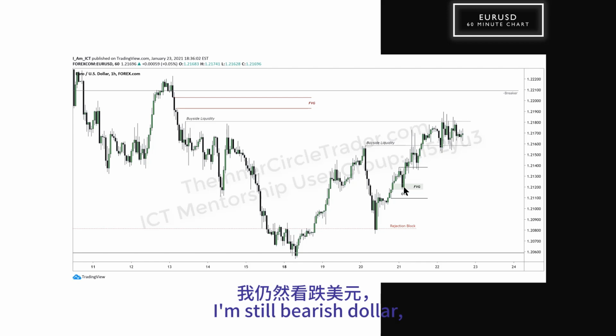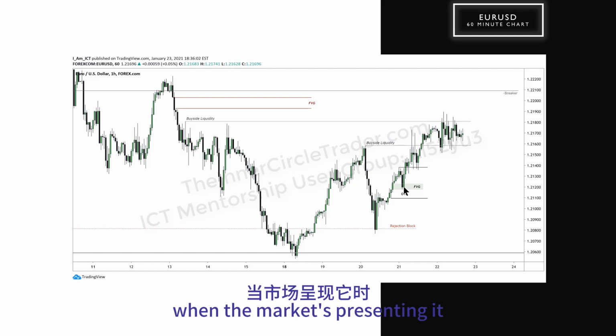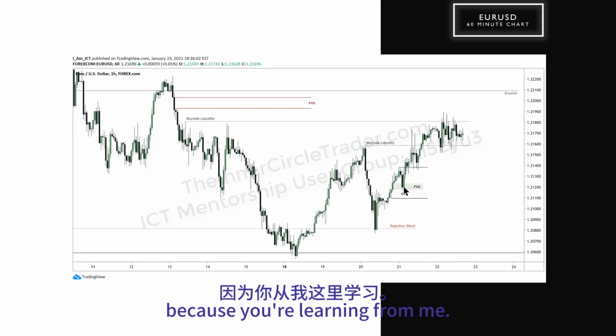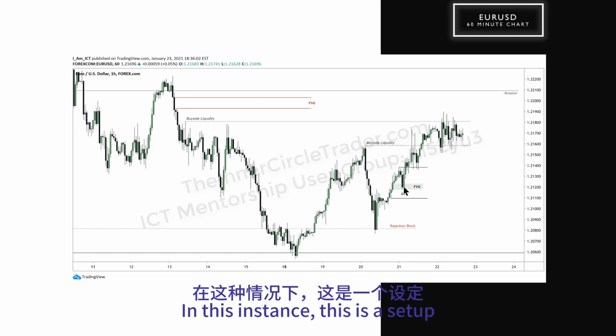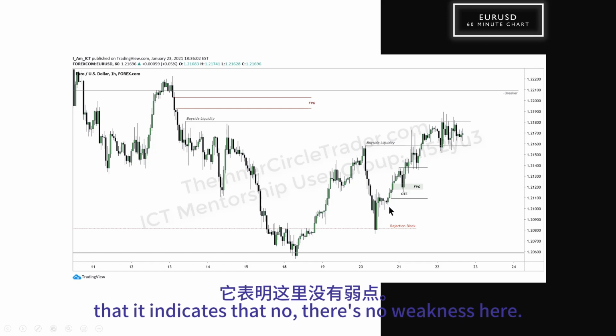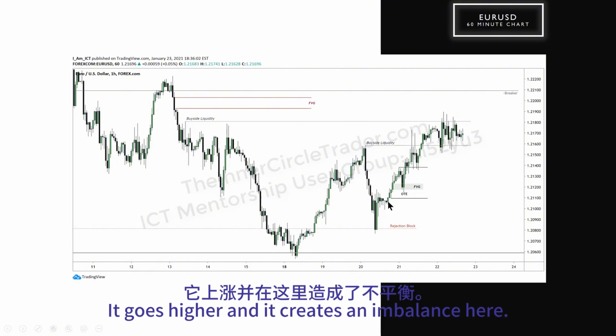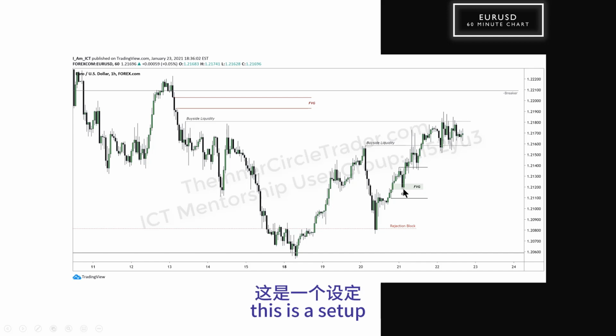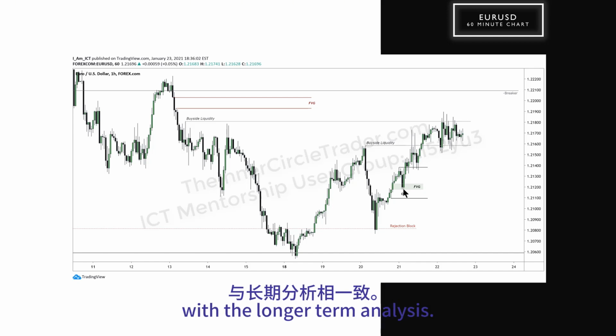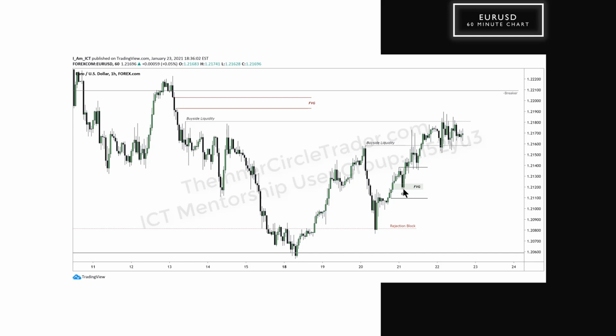I'm still bearish dollar, but I have to work within a short-term context when the market's presenting it, because you're learning from me. In this instance, this is a setup that indicates that no, there's no weakness here. It goes higher, and it creates an imbalance here. So when it drops back down into this is a setup that is in alignment with the longer-term analysis. So this is where we get this tug of war.